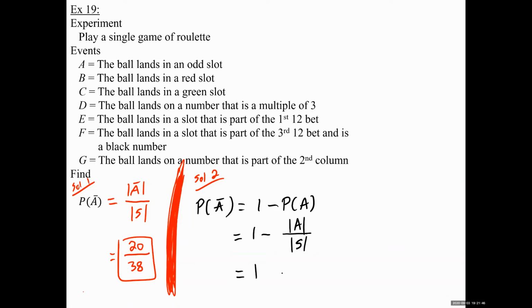And then you start counting. I'm going to copy down the 1 and the minus again. 38 slots total. And what do I have to count here? It says absolute value of A. I have to count the slots that are odd.